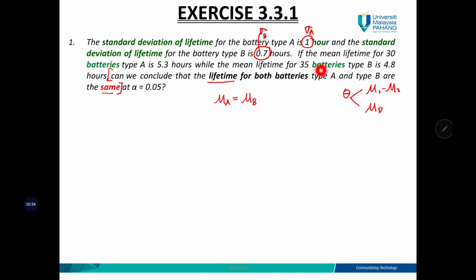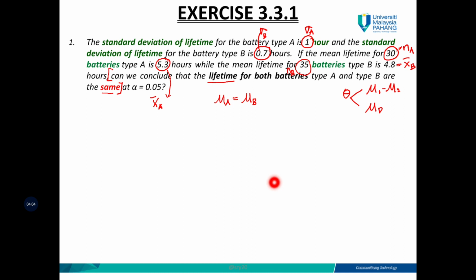The next numerical value given is the mean lifetime for 30 batteries. The 30 is the sample size for battery type A, n A. This mean value refers to the sample, so the notation for this value will be x bar A. Then the mean lifetime for 35 batteries, this is n B, sorry, not N2. And 4.8 is the mean lifetime for battery type B, so this value will be x bar B.